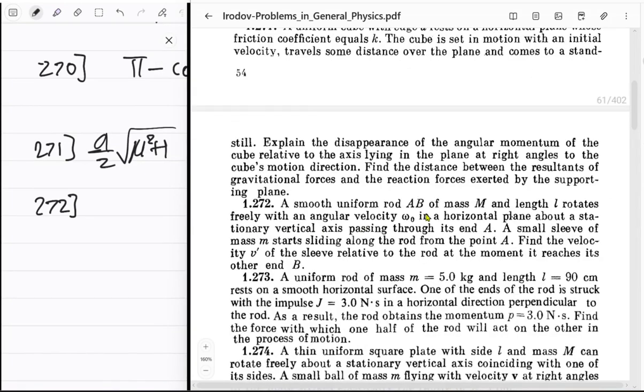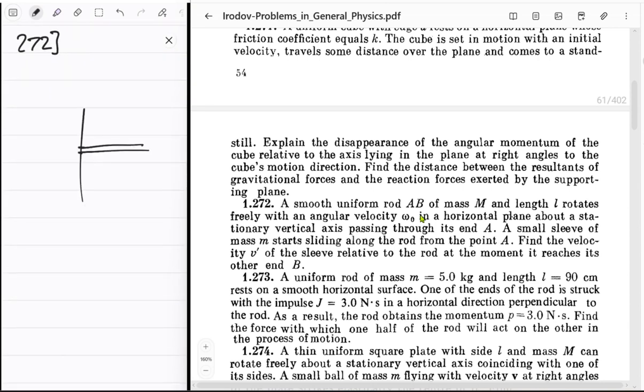72 is a smooth uniform rod AB of mass m, length L, rotates freely with angular velocity omega naught in the horizontal plane about a stationary vertical axis passing through its end A. Okay, rod, this is end A, this a small sleeve of, I think I've seen this. Yeah, we have seen this. Start sliding along the rod from point A. Find the velocity v dash of the sleeve related to the rod, so related to the rotating reference frame, of course, at the moment it reaches its other end B.